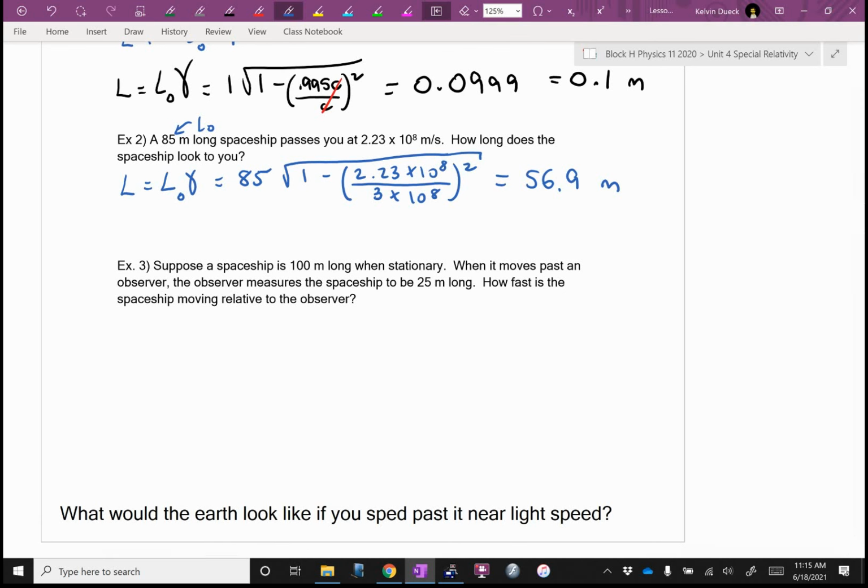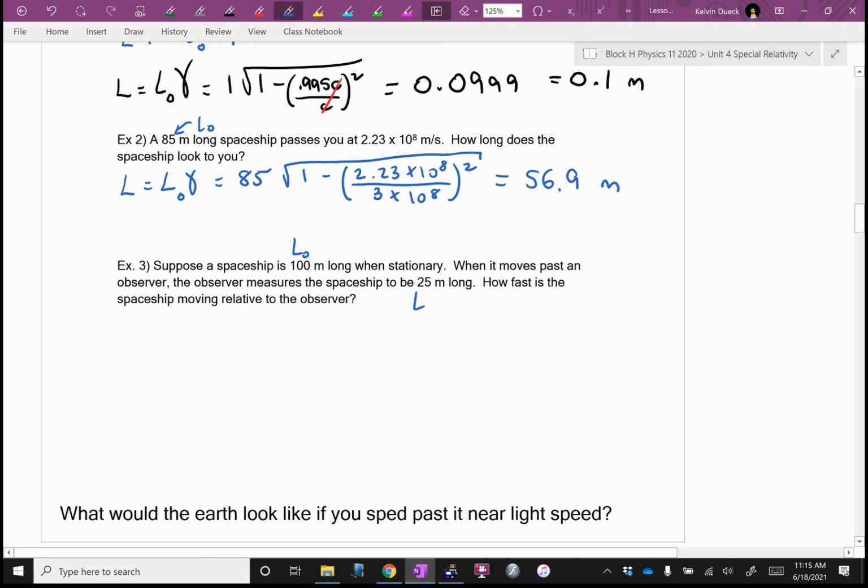How do you know L0? If you're stationary, what's your velocity? Okay, this is the original length at rest, at speed 0. So I'll put a little L0 above there, as is my way of staying organized. When it moves past an observer, the observer measures the spaceship to be 25 meters long. I guess that's L. What's this question asking me to find?